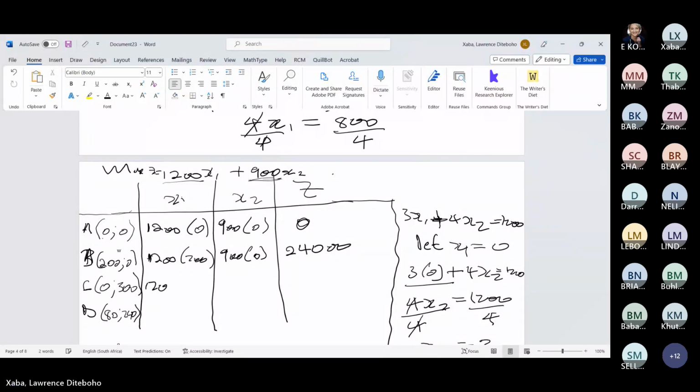Then for C, we have 1,200 times 0 and 900 times 300. What do we have? 270,000. The last one, we have 1,200 times 80, and 900 times 240. What is our answer?